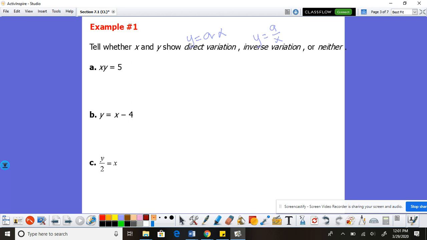So xy equals 5. If we divide both sides by x, we'd get y equals 5 over x. As you can see, this is inversely related. So this would be inverse. And if we wanted to go a step further, our a would equal 5.